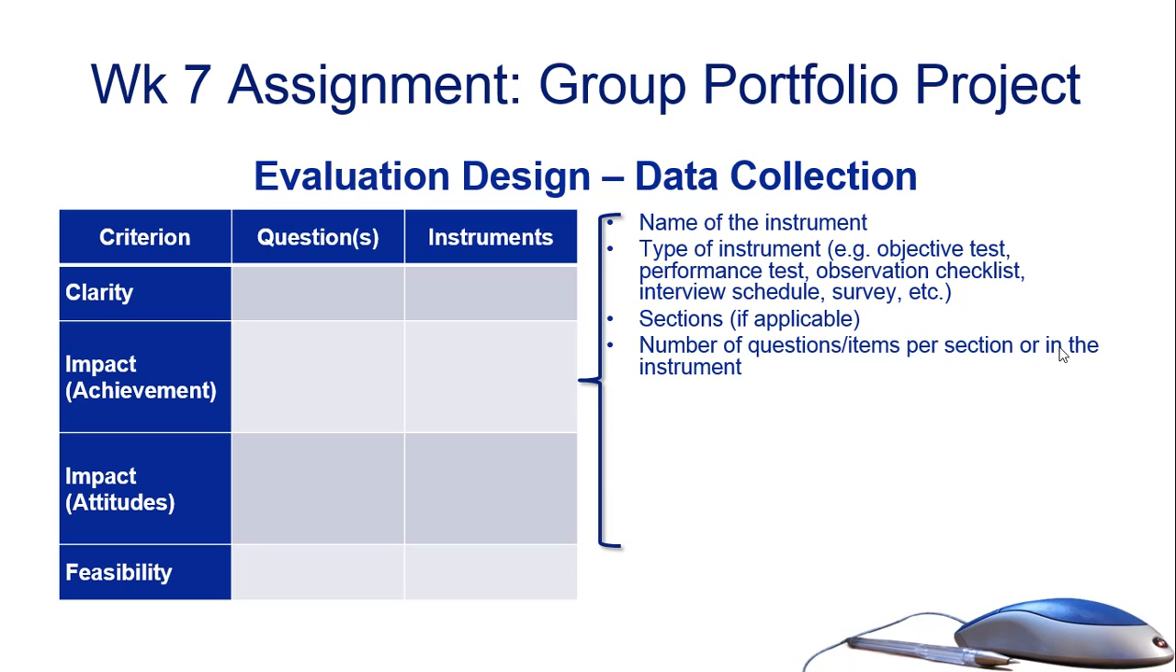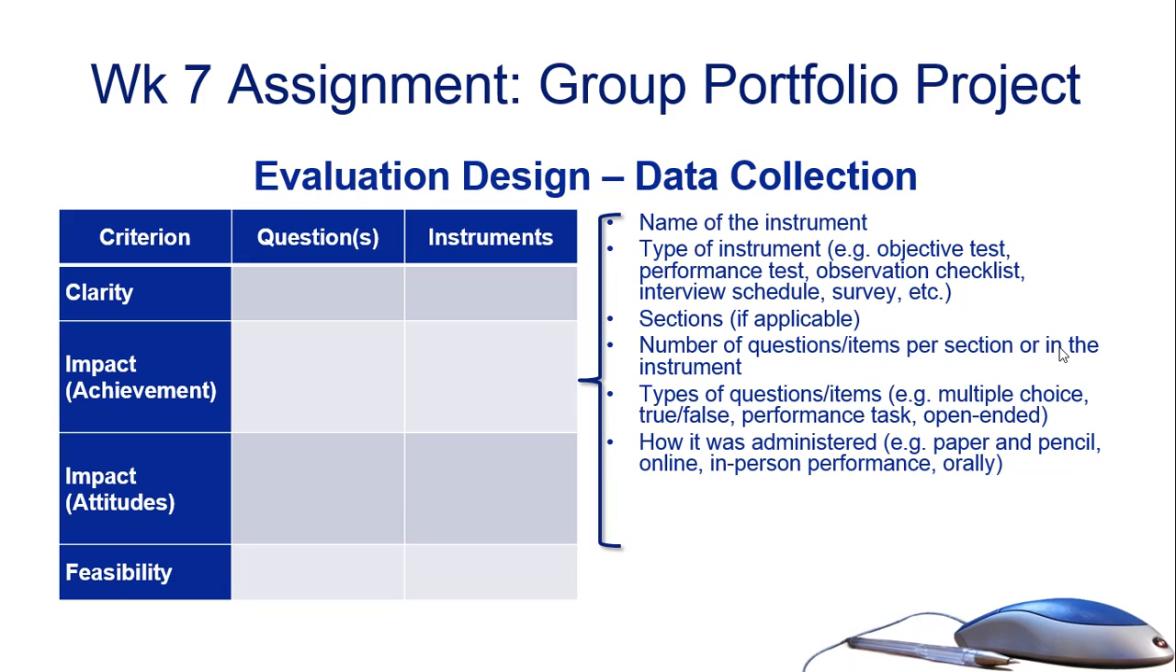The number of questions or items per section or in the entire instrument, the types of questions or items that you will include, how it was administered. Did you give it to them in a paper and pencil test, or was it available online, or is this something that you sat next to the learner while they were doing something, or is it orally they discussed? And when it was administered, was it before the instruction, during the instruction, after, during what segment?